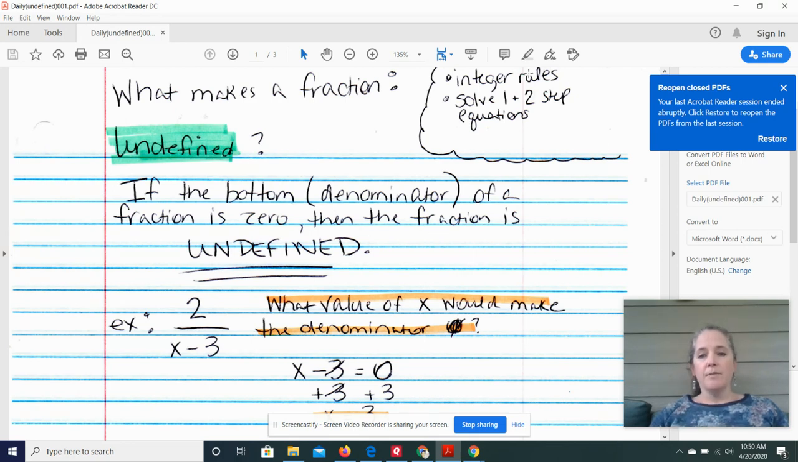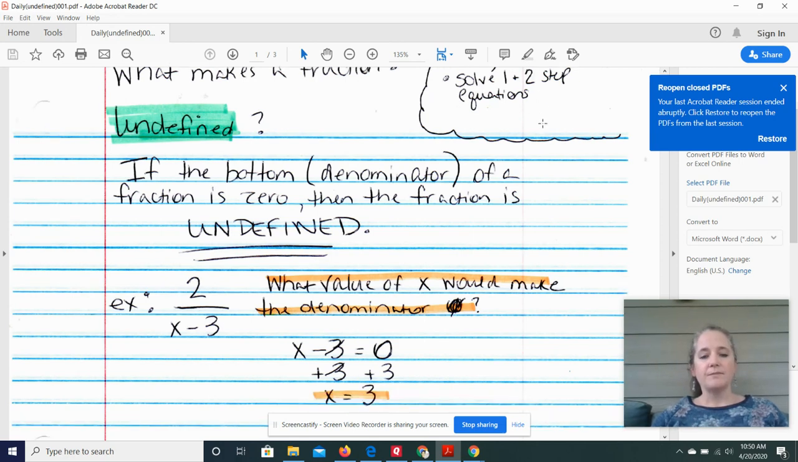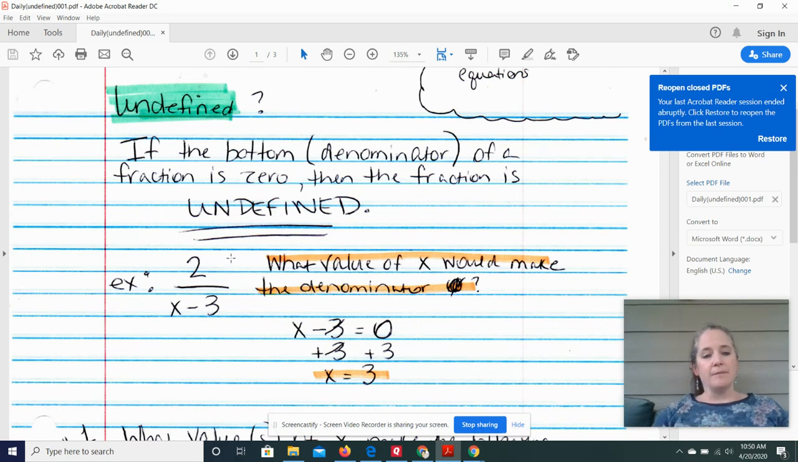undefined. Now up here I've got, to solve most of these problems, you need some basic integer rule knowledge as well as being able to solve, on some of them, 1 and 2 step equations. So I give an example right here. What value of x in this problem, 2 over x minus 3, would make the denominator 0? What would make this undefined?